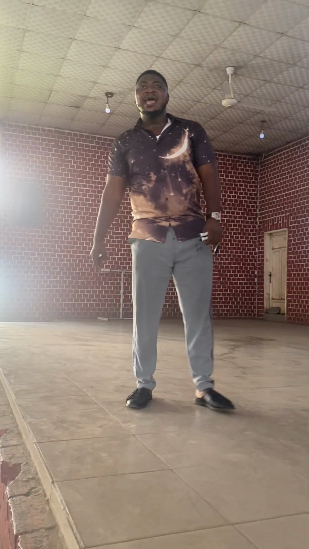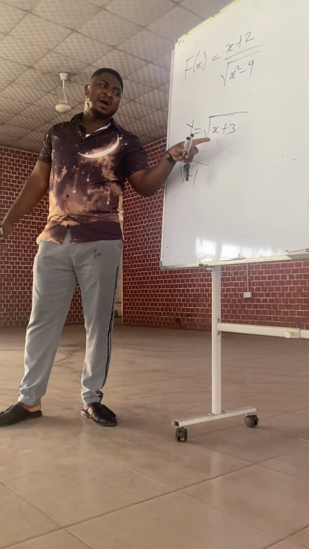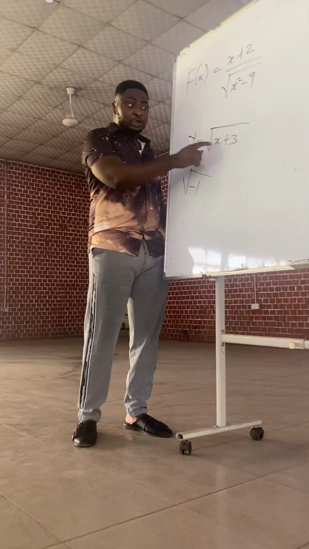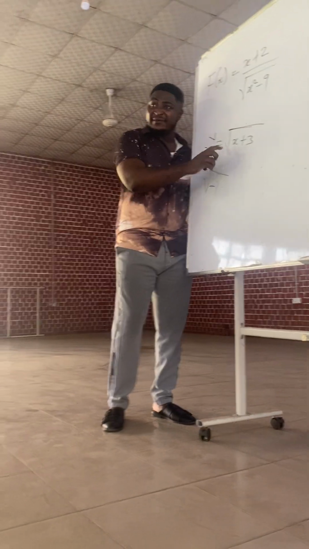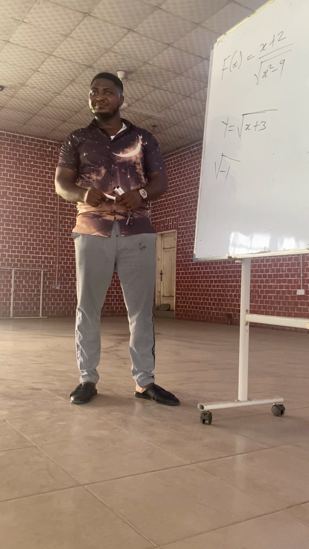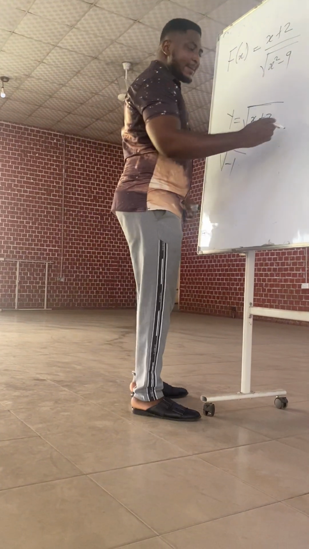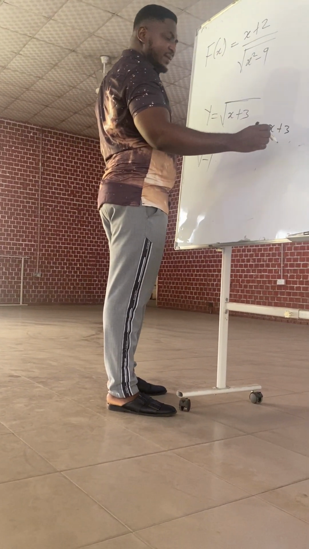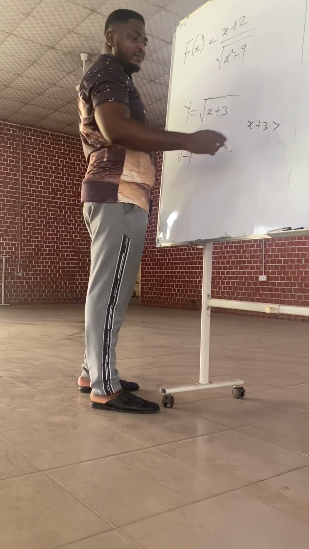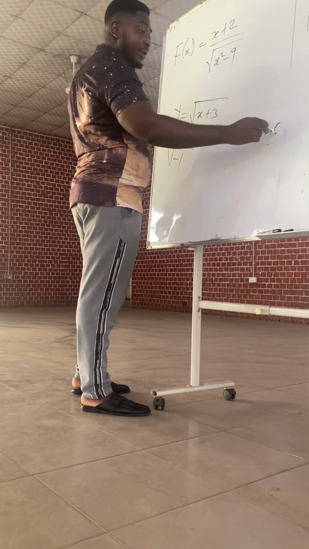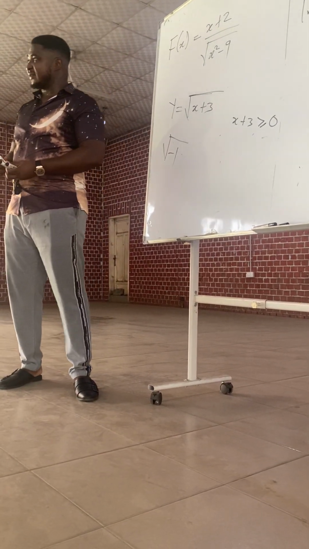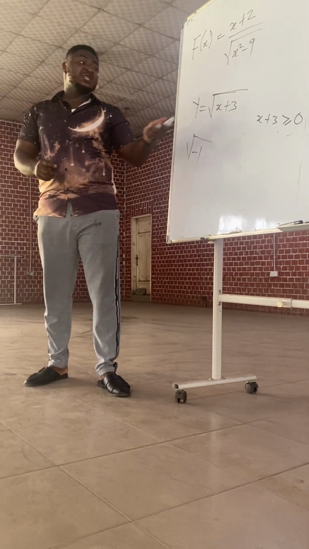So class, any value of x we put into this function that will lead us to have a negative inside the square root cannot be our domain. It means that x plus 3 must be greater than or equal to 0 for this function to exist.